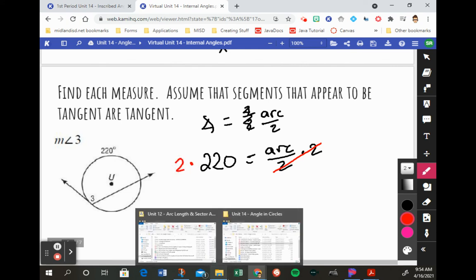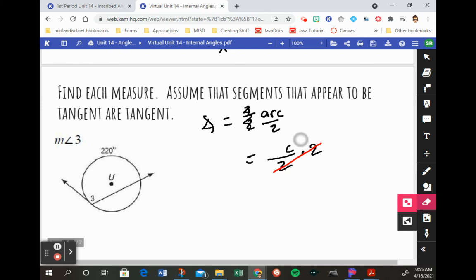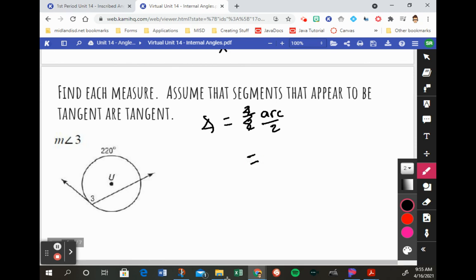So 220 times, I did this wrong. You're going, Miss Rogers, you're doing it wrong. You're right. I am doing it wrong. I don't have the angle, but I do have the arc, 220 divided by 2. So the arc is right here. I don't have the angle. So angle 3 is what I'm looking for. So 220 divided by 2, angle 3 equals 110. Sorry about that. I make mistakes too. So you have to pay attention.